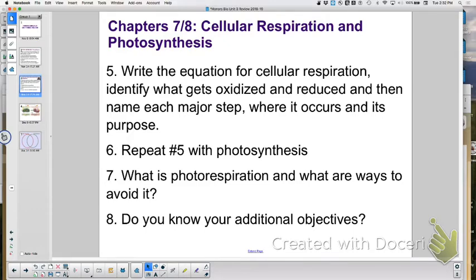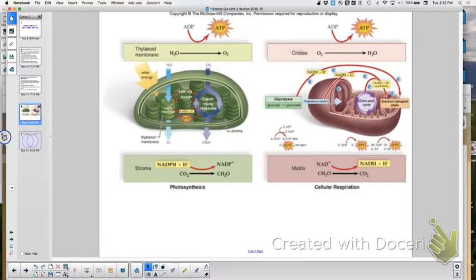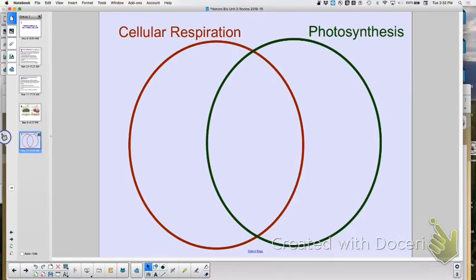And then overall, do you know your additional objectives? You want to always be able to compare and contrast cellular respiration and photosynthesis. Possibly you make a Venn diagram and you say, how are cellular respiration and photosynthesis similar? How are they different? That would show a really good understanding of those. So my goal with you today is to hit the highlights in chapter 6 and 7, and that way you have all of that done.